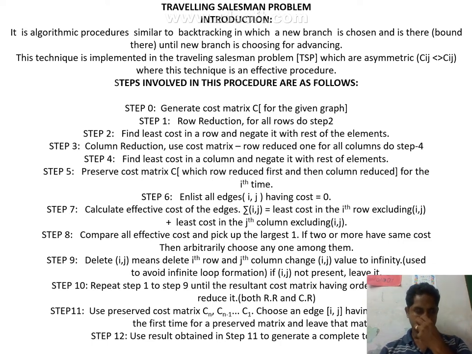Okay. So using branch and bound, whatever you have to perform is the branch and bound technique. So first you have to write the cost matrix from the given graph. And second, row reduction, least cost, column reduction, least cost. So likewise, we have to perform the traveling salesman problem, TSP. Okay.